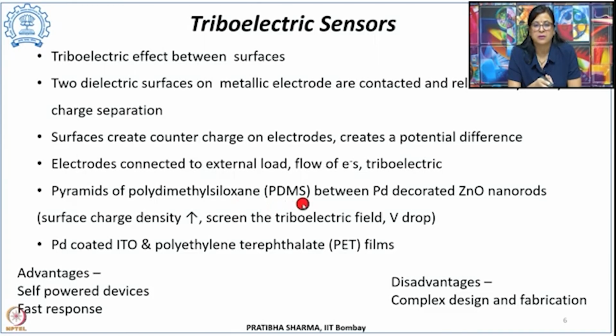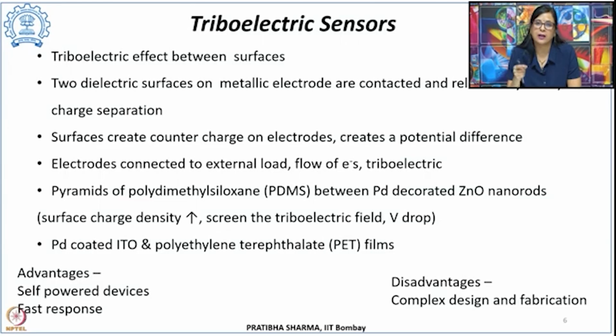So PDMS has been used, and that is between the palladium decorated zinc oxide nanorods. Now the palladium has a lower work function, so there is a surface charge transfer from zinc oxide to palladium that will take place. What will happen is the adsorbed oxygen, in the absence of hydrogen, takes up the electrons, and as such there is a lower number of electrons.